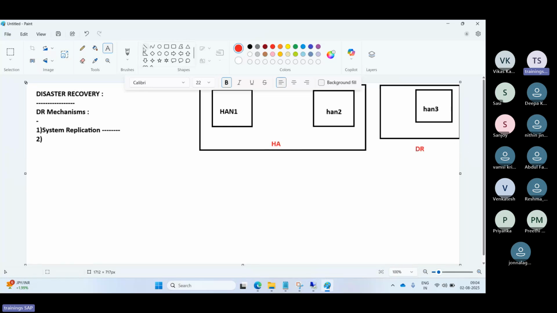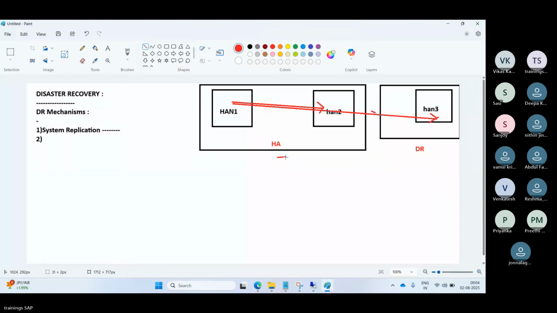So HADR. Normally, data will be replicated from the primary to the secondary within the same region in synchronous mode. The same data will be replicated to your DR site also, which we call disaster recovery. This will be in asynchronous mode. If the entire region is down, we can bring up the DR, since data replication is happening, then we can start the SAP systems and continue the business continuity plan.